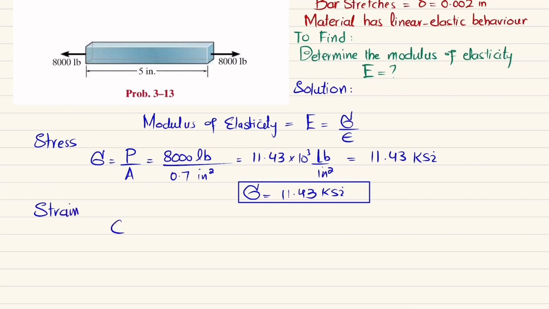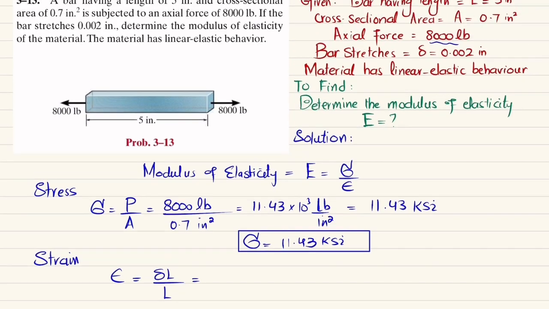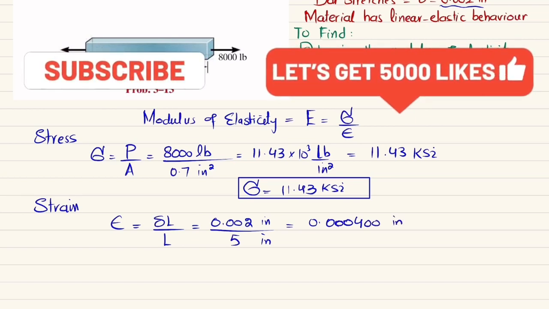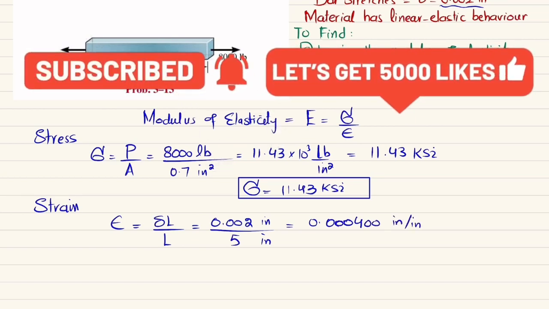Now in the second step, we are going to find strain, and you know that strain is equal to change in length divided by original length. Let me write original length, L. The change in length or stretch is given as 0.002 inch, and the original length of this bar is 5 inch. So inch divided by inch, and you will get 0.000400, and it will be inch per inch or unitless because they will cancel each other.